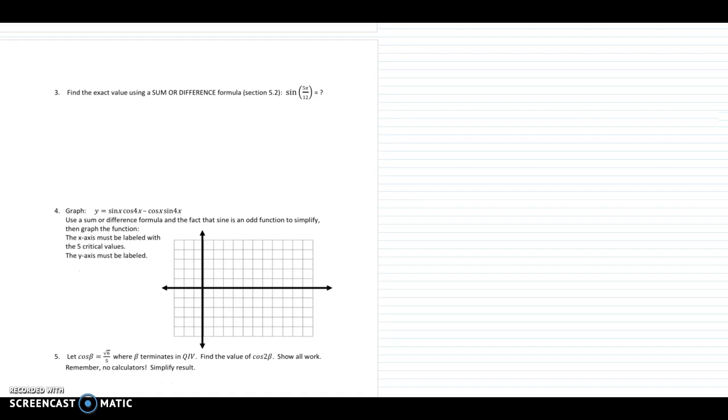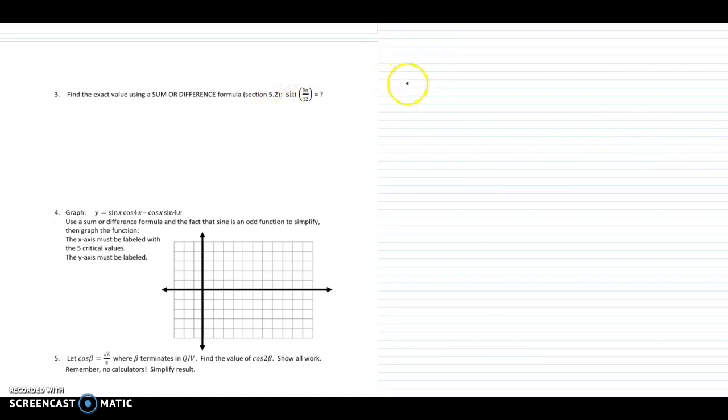Problem number 3 involves a sum or difference formula, and so this was an open book quiz, so you're free to look back at your textbook. So in your textbook, it gives you the formulas.